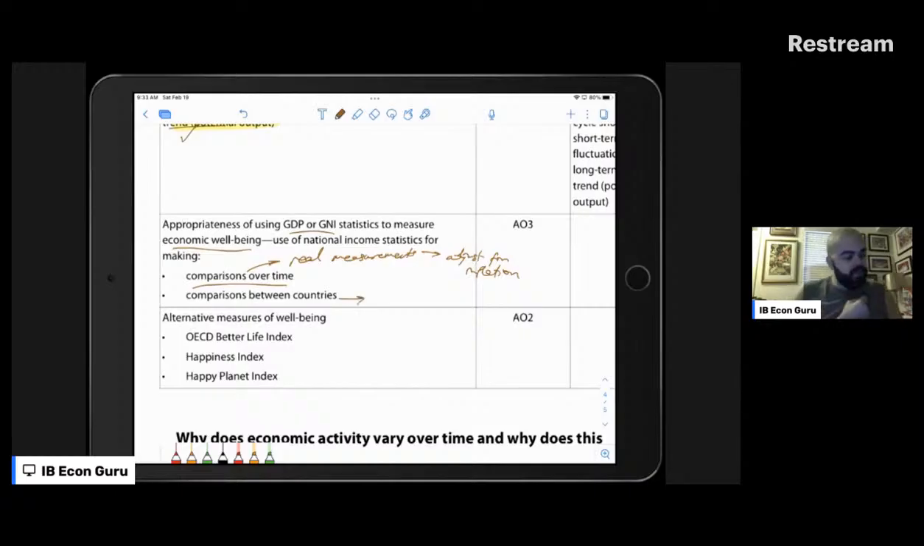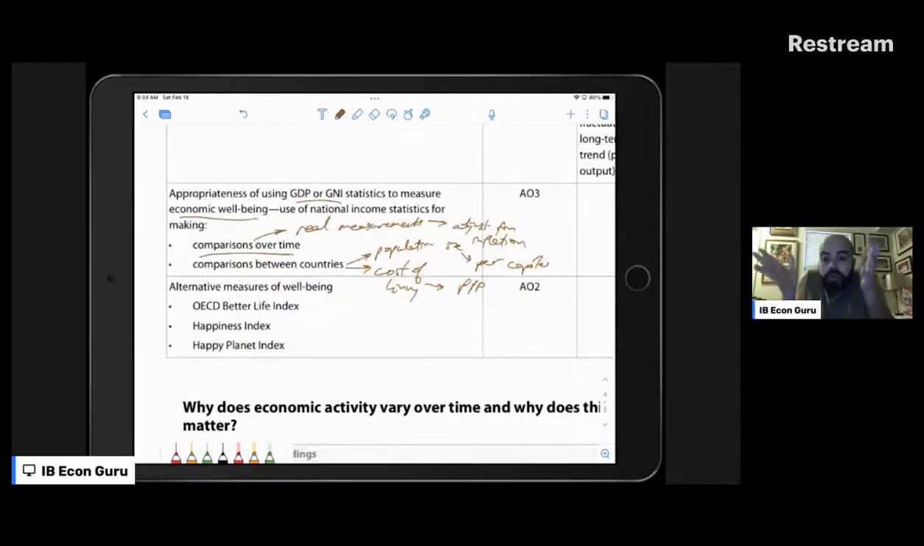To be able to compare between countries, we need two adjustments. First of all, we need to adjust for population size, which is why we use per capita measurements. And we need to adjust for cost of living differences, right? Which is why we use PPP. So therefore, the most appropriate measure to allow us to compare between countries is real GNI per capita at PPP.